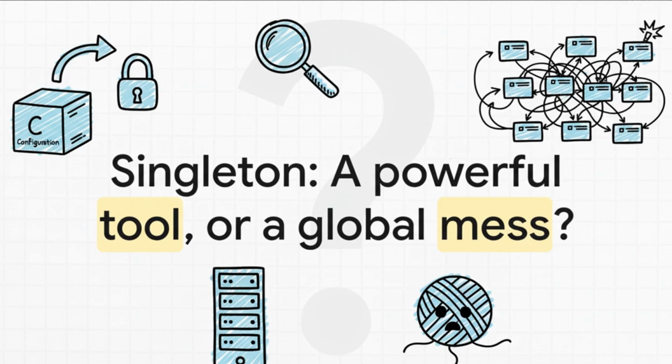And that leaves us with the big question, doesn't it? Is the singleton a powerful, essential tool for keeping things under control, or is it just an anti-pattern, a ticking time bomb waiting to make a global mess of your code? The real answer, like with so many things in programming, is it depends. Used wisely, in the right context, it's brilliant. Used carelessly, it will absolutely cause you headaches down the road. The key is knowing when to use it, and maybe more importantly, when not to.